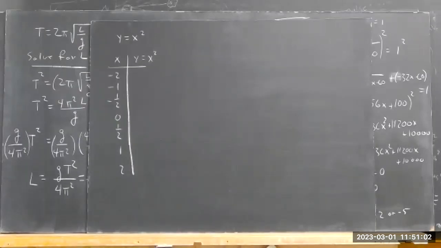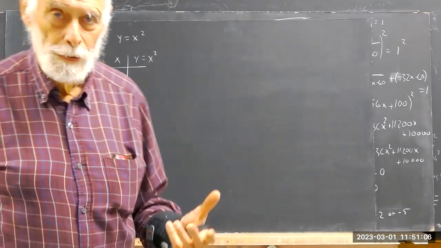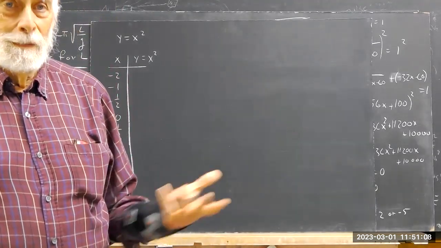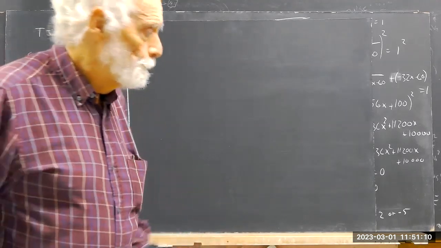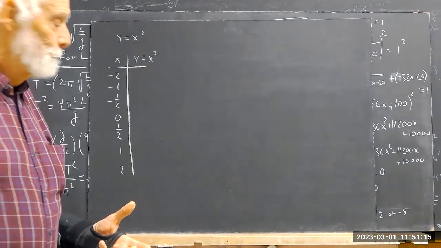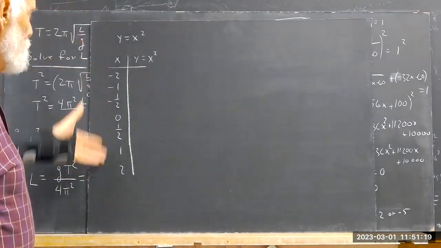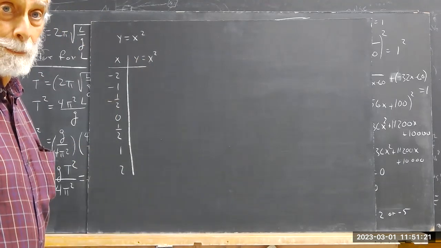Okay, now we're gonna move into some early pre-calculus. We're gonna move a little ways into pre-calculus. Give you a huge head start. Okay, so we're just gonna make a table for y equals x squared.